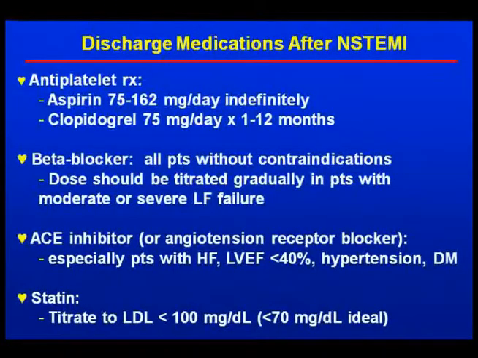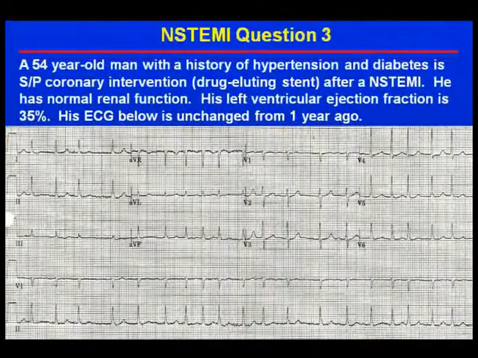So here's what you need to know. Discharge medicines: antiplatelet therapy is aspirin, reduced dose, 75 to 162 milligrams a day, not 325. Clopidogrel, 75 a day for somewhere between 1 and 12 months. Beta blockers, for all patients without contraindications, but titrate the dose carefully in patients with heart failure. ACE inhibitors or ARBs, especially in patients with heart failure and impaired LVEF, hypertension or diabetes, and again, titrate. And a statin, ideally to an LDL less than 70.